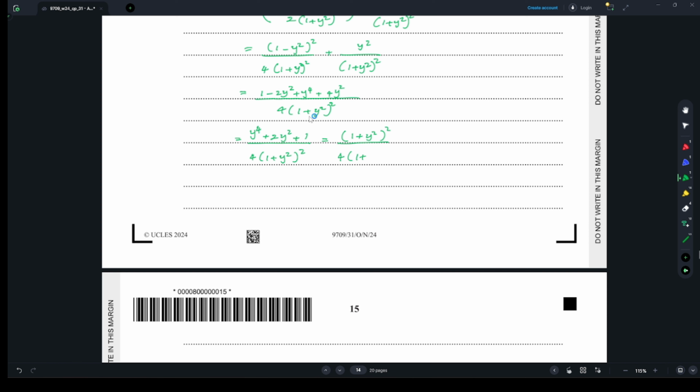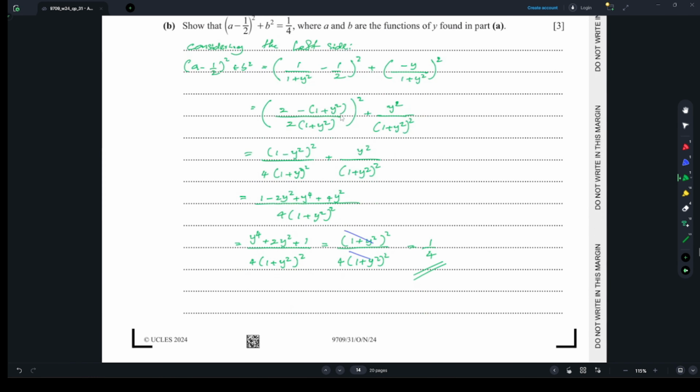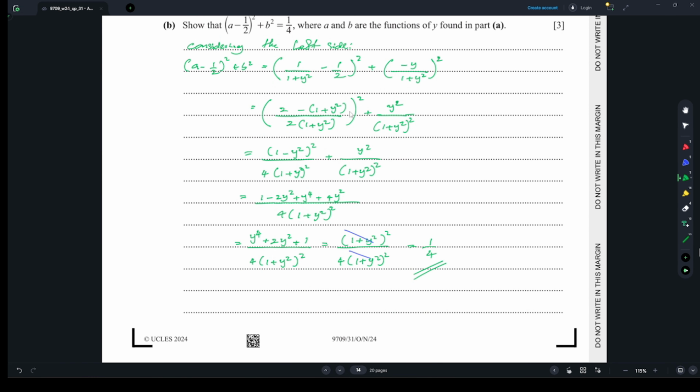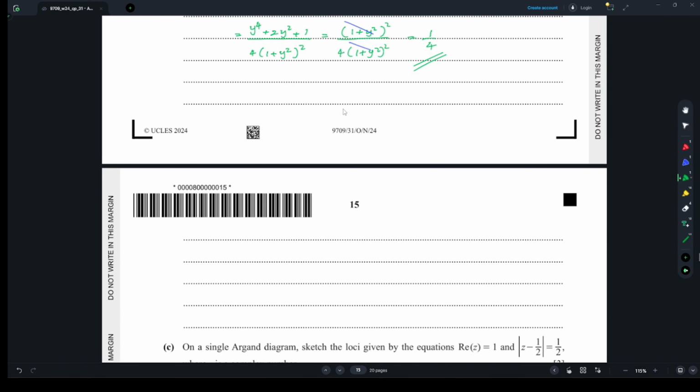4, 1 plus y square. So you can just cancel them out. So your answer will be no 4. So these are actually not theory, just simplifications. So don't miss them. You can earn points easily.